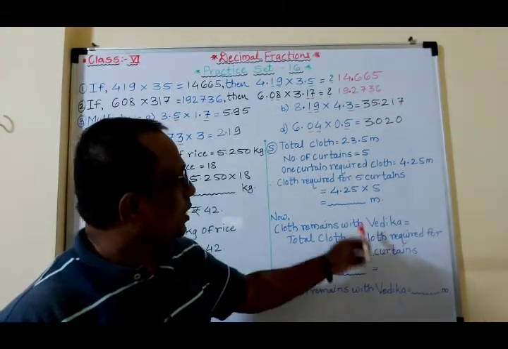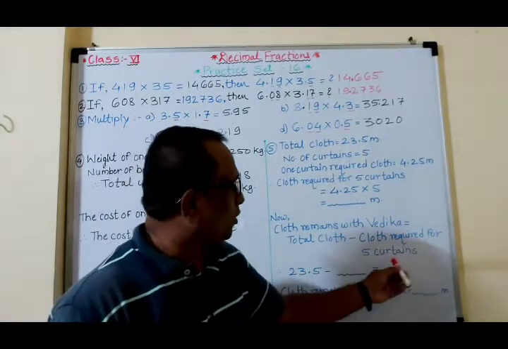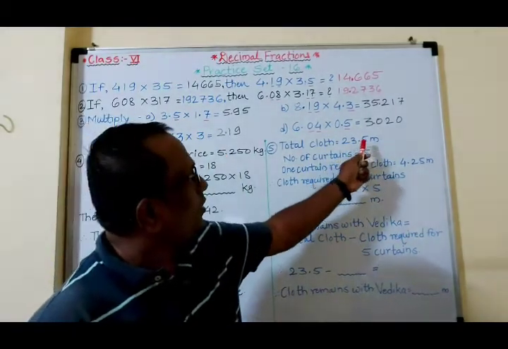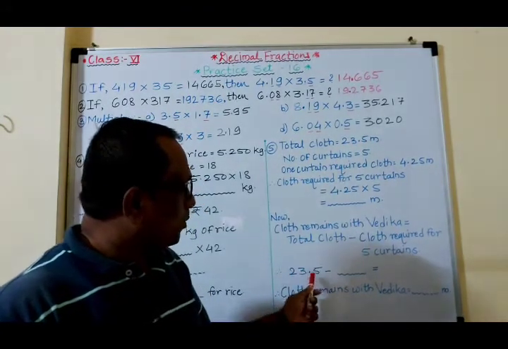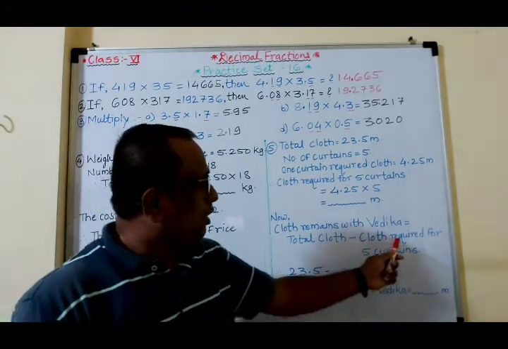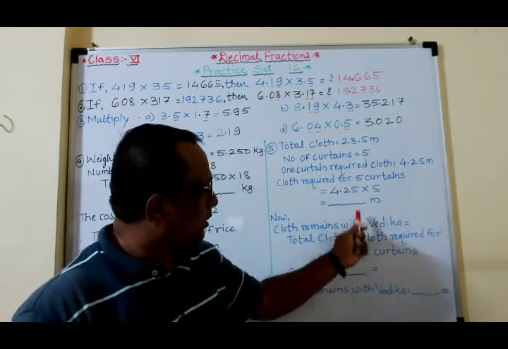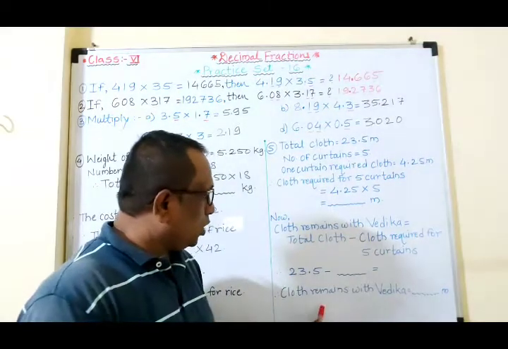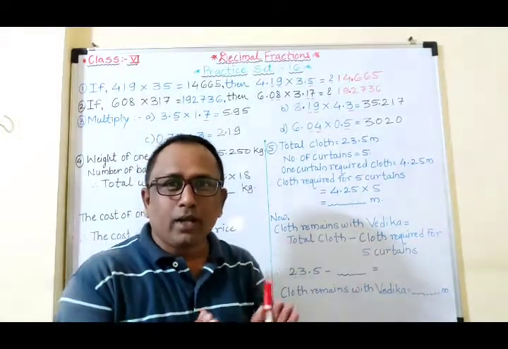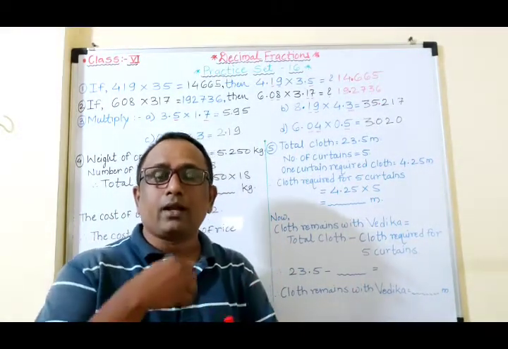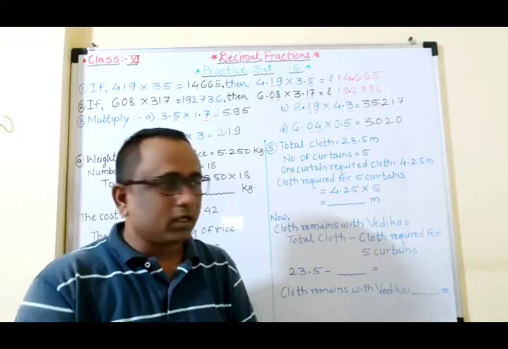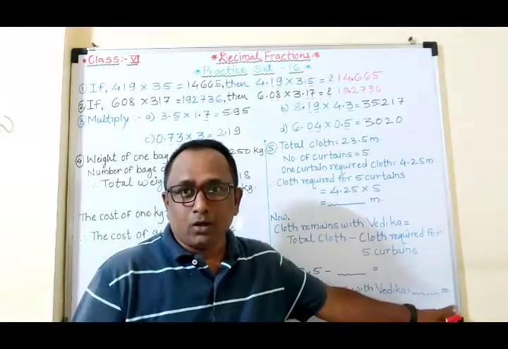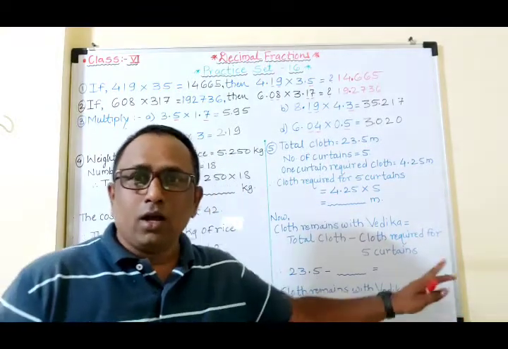Sorry, here the figure is the cloth required for 5 curtains, and the total cloth that we know is 23.5 meters. So 23.5 meters minus the cloth required for 5 curtains, means the answer that you have to subtract. Then you will get the cloth remaining with Vedika, the remaining cloth after preparing the 5 curtains, and that is in meters. Don't forget to write m or meter.